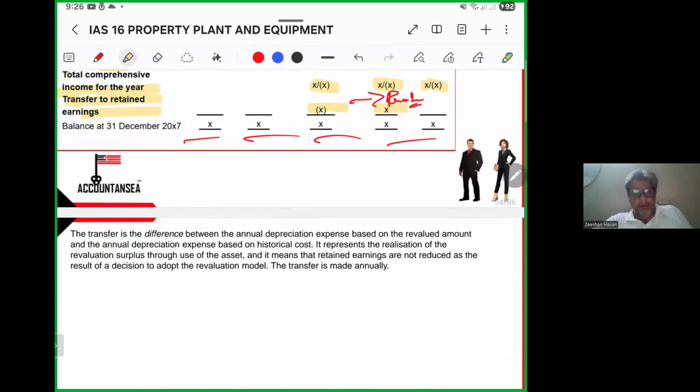Really good. So the transfer is the difference between the annual depreciation expense based on the revalued amount and the annual depreciation expense based on the historical cost. It represents the realization of the revaluation surplus through the use of the asset, and it means that retained earnings are not reduced as a result of the decision to adopt the revaluation model. The transfer is made annually.